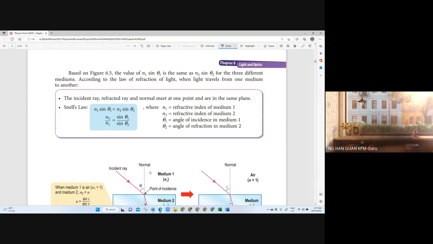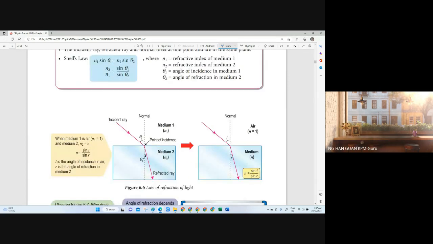So that's why they use theta 1 as the angle of incidence and theta 2 as the angle of refraction. So according to this, n1 sin theta 1 equals n2 sin theta 2, when we take medium 1 as air, or vacuum, the refractive index will equal 1, which is smaller.